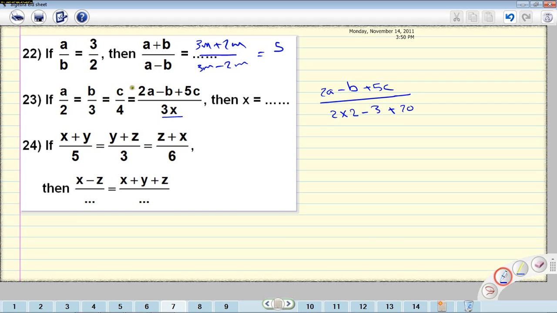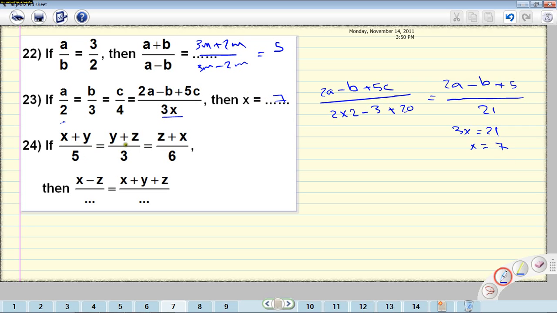It's 2 multiplied by a, so I multiplied up by 2, so I'm going to multiply down by 2. So it's 2 times 2, minus b, so minus down 3, plus 5c. I multiplied c by 5, so I'm going to multiply 4 by 5, which is 20. So it's (2a minus b plus 5c) over 21. So 3x is 21. 3x equals 21, which means that x equals 7.